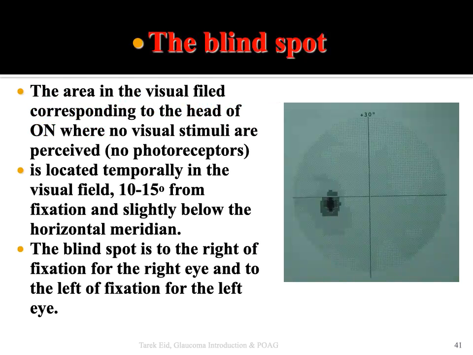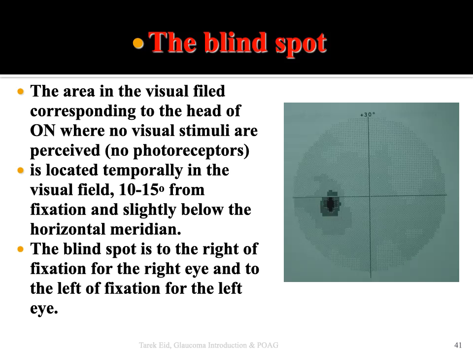Also important to know what is the blind spot. The blind spot is the area in the visual field corresponding to the head of the optic nerve. Why? Because this area does not receive visual stimuli, because there are no photoreceptors in this area. That's why they consider it the dead or blind spot.